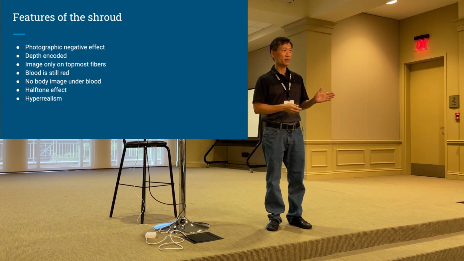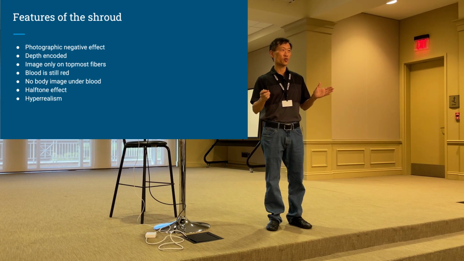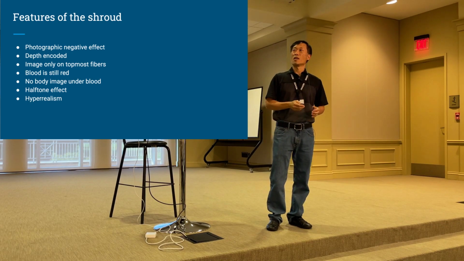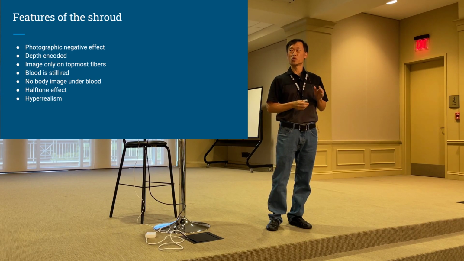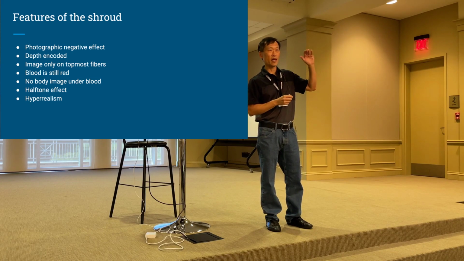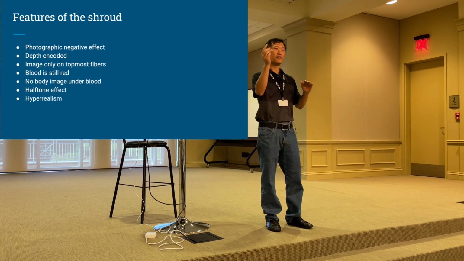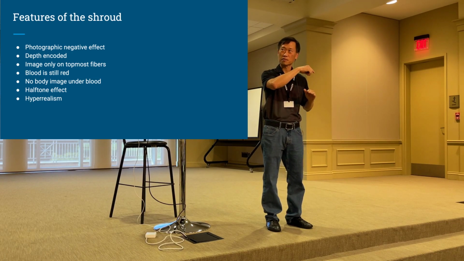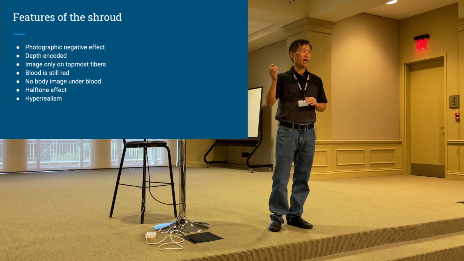The blood is still red, even after 2,000 years, or even if you believe it was medieval, it's still red. There is no body image under the bloodstains. So what that means is that the bloodstains came on the cloth first, and then the image was applied on top of that. We talked about the halftone effect.